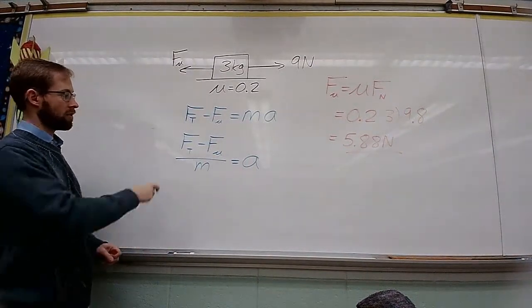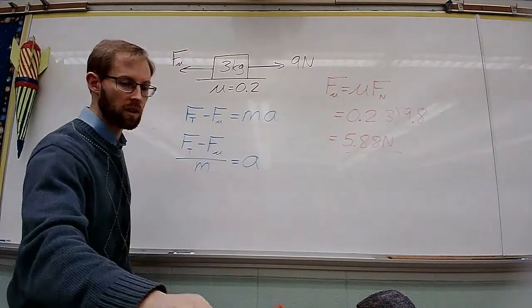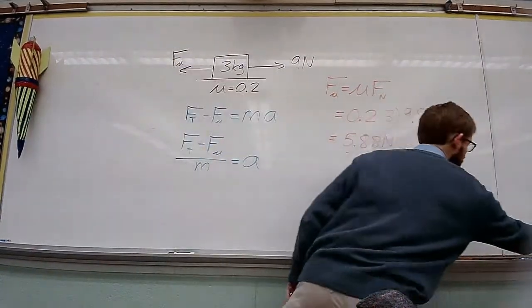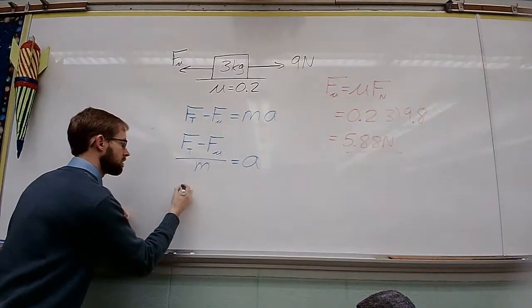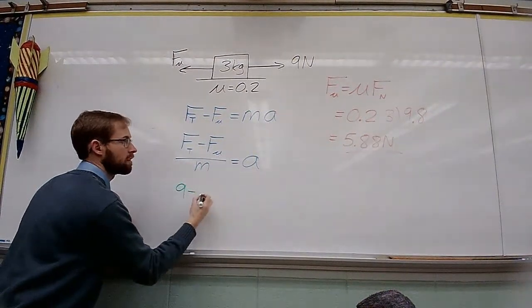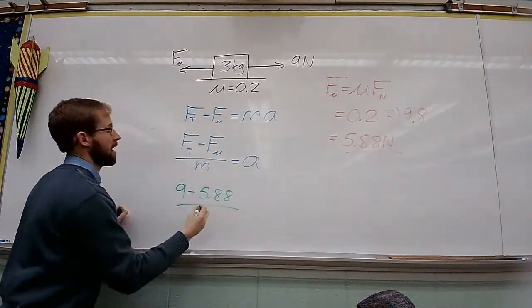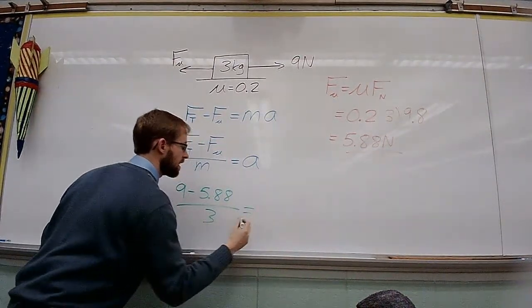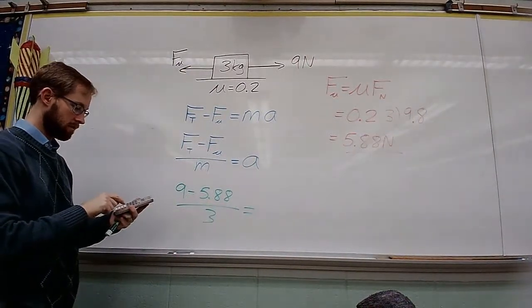And like I mentioned, it's just a matter now of plugging these numbers in to the equation. So tension is 9, friction is 5.88, mass is 3, and then you do a little bit of math and out pops your answer.